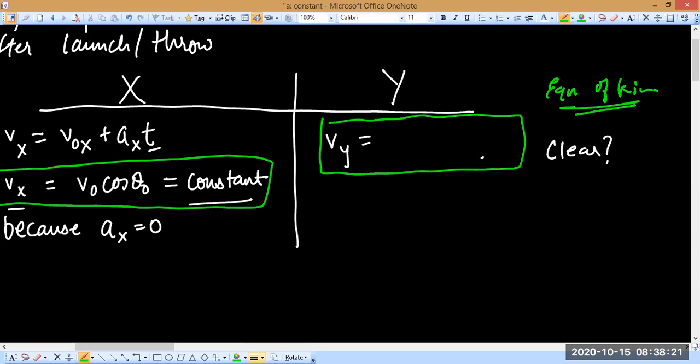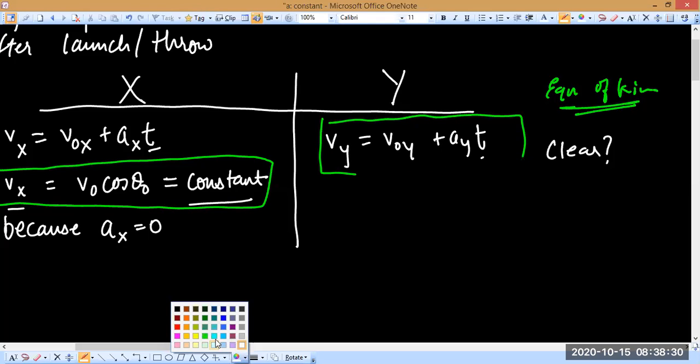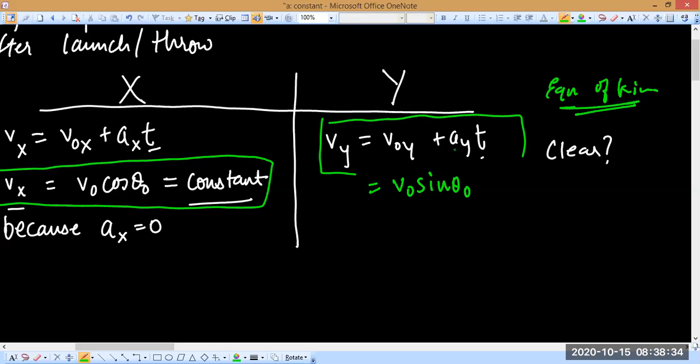Okay, there has been a request to explain. I'll just do it very fast. First of all, we use the formula V0y plus ayt, right? And then we put values, right? We already have the values. V0y is V0 sine theta 0 and ay is minus g. So let's write the value and we get this answer. All right, so that's it.